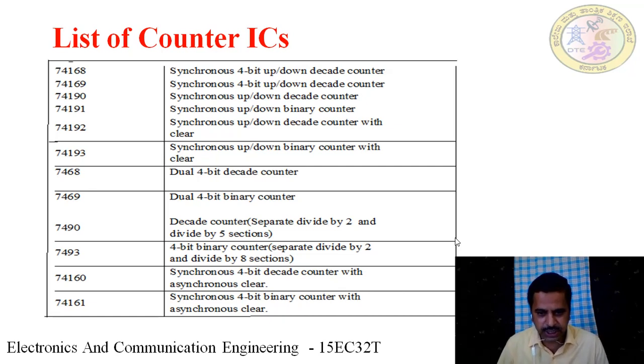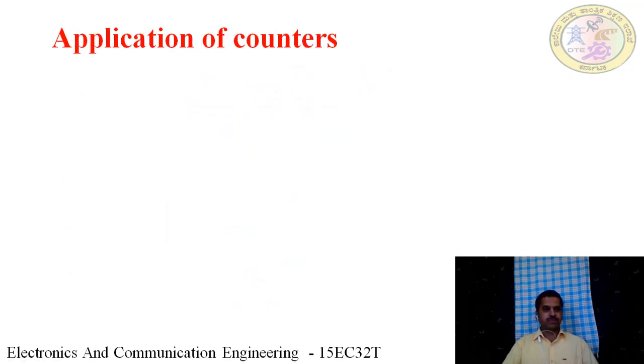74160 is a synchronous 4-bit decade counter with asynchronous clear. 74161 is a synchronous 4-bit binary counter with synchronous clear. These are the ICs available in the market.